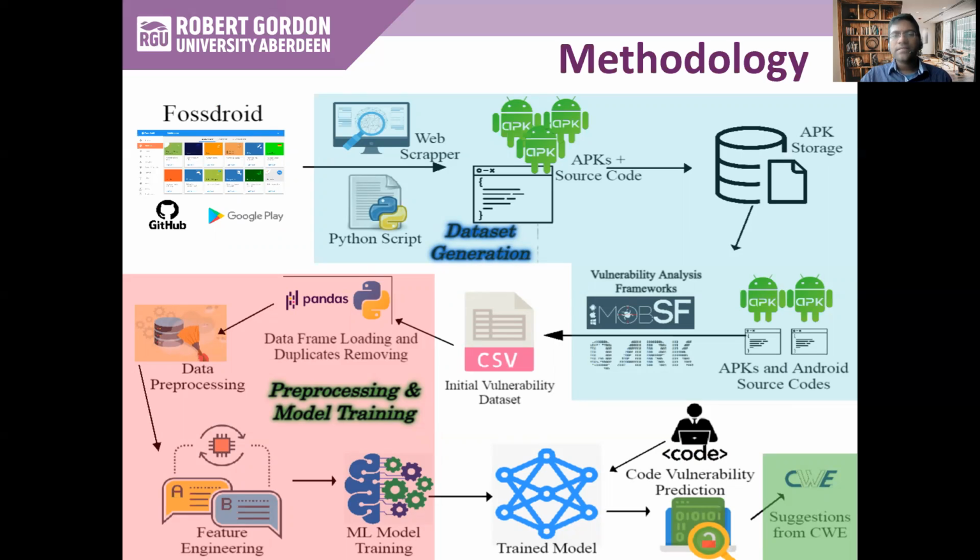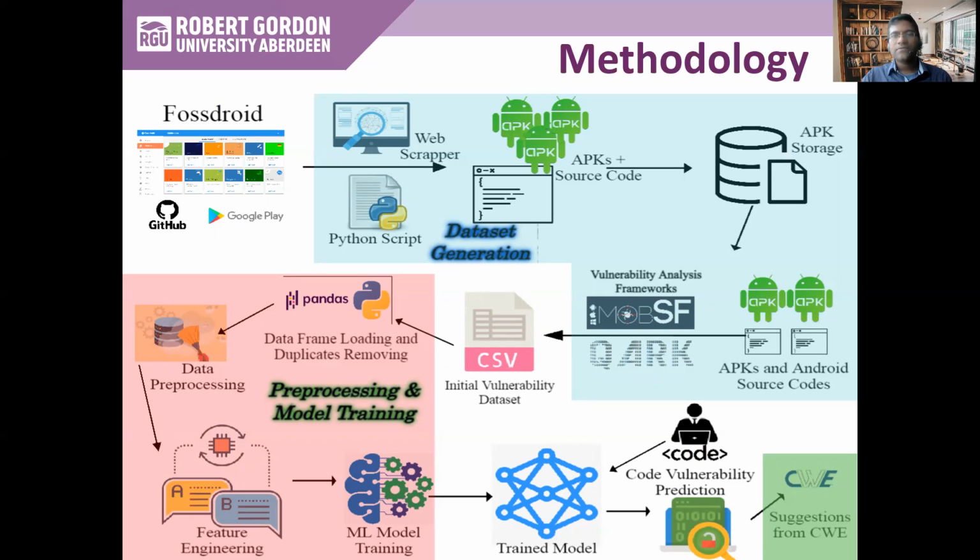Once we scan through these tools, we can prepare the initial vulnerable dataset, which contains the vulnerable and non-vulnerable source code samples. If there are any vulnerable codes, the CWE related details associated with them are also included in this vulnerable dataset. Once we have this dataset, we use pandas libraries to perform the pre-processing and feature engineering processes.